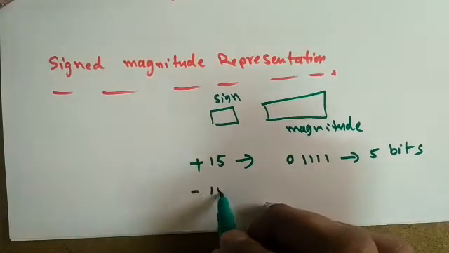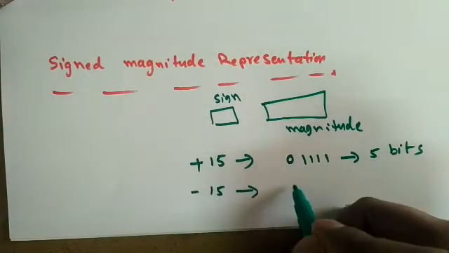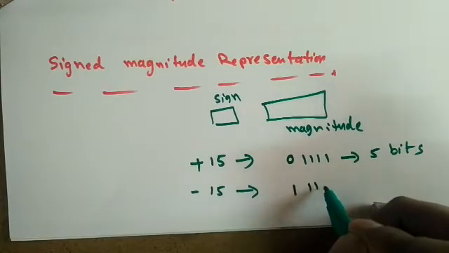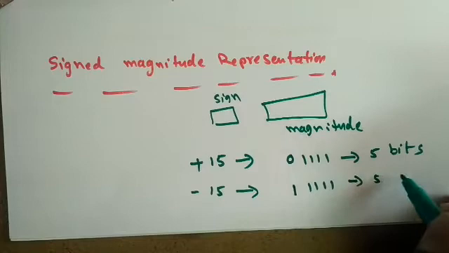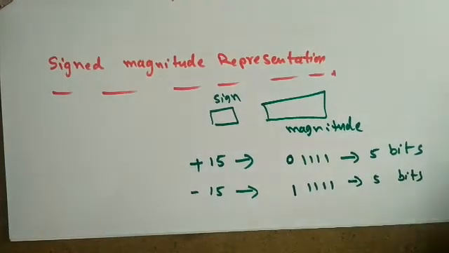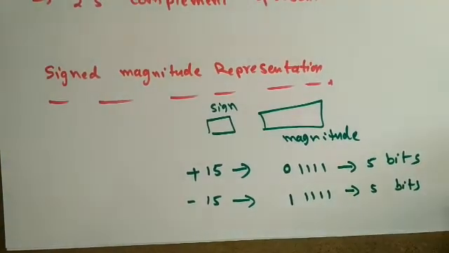If we want to represent minus 15, how to represent? The first bit will be 1, the remaining bits will be the same, 1 1 1 1. Only the sign bit will change. So this will again represent 5 bits, right? This is the signed magnitude representation.